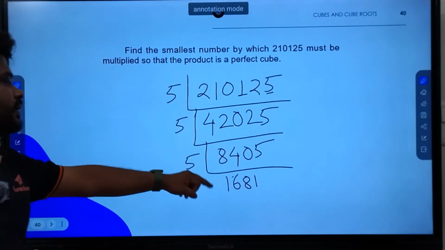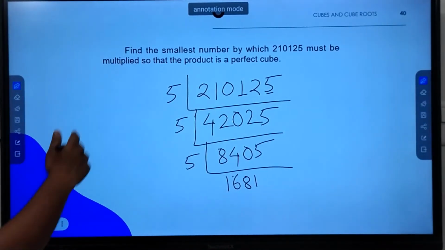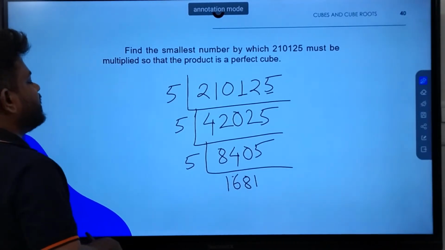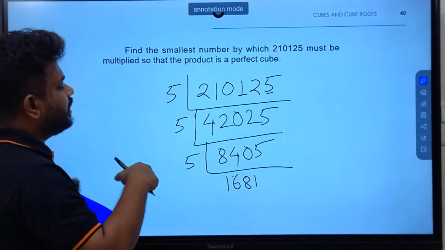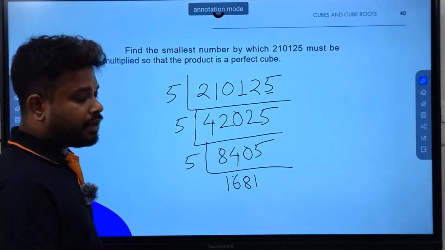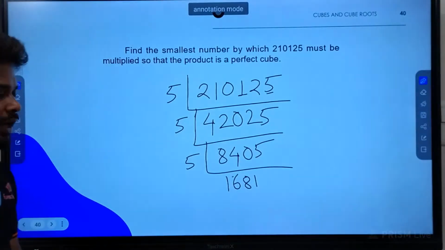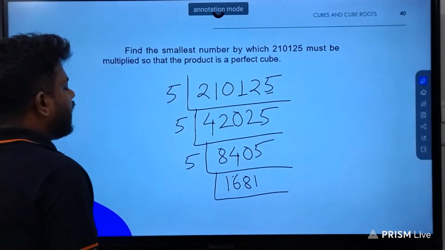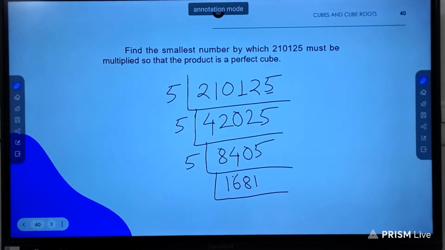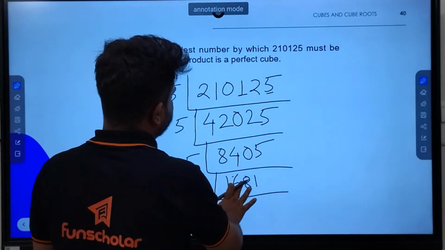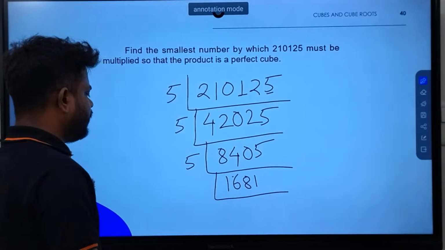Done. 5 1s are 5, 3 comes, 4 comes down. So 5 6s are 30, 4 remainder, 0 comes, 5 8s are 40, then again 5 comes, 5 1s are 5. Okay. So in the last now 8 and 1 is 9, 9 and 6 is 15, 15 and 1 is 16. So it would be divisible by 3.